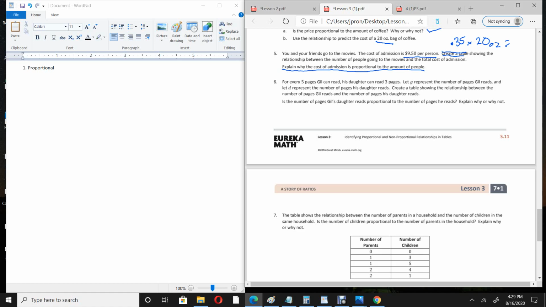All right. For every 5 pages Gil can read, his daughter can read 3 pages. Let G represent the number of pages Gil reads. Great. Let G. Fantastic. You know what? I feel like we're going to skip this one already. Let G represent the number of pages Gil reads, and D represent the number of pages his daughter reads. Create a table.